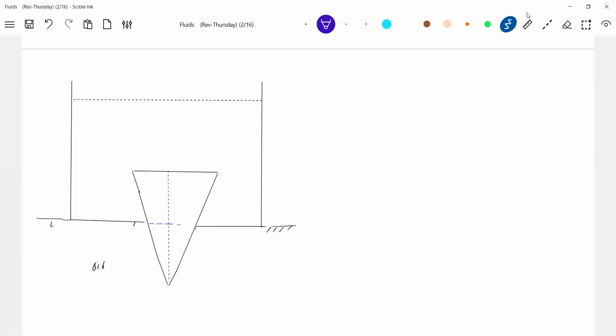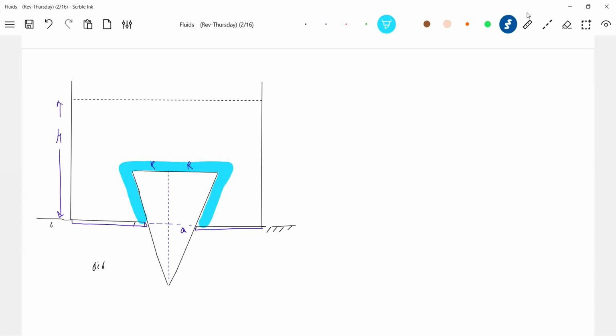Radius of the hole, let it be A. Radius of the base of the cone, let it be capital R. Here a hole is present. Through that hole, what happened? As I decrease the level of water, at one specific height, what happens? The cone will detach from the hole, or come out of the hole. This is what the numerical is.